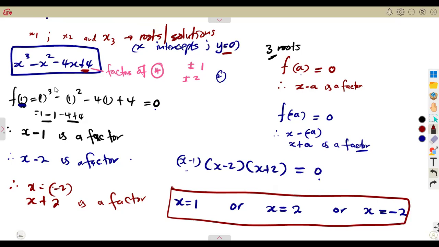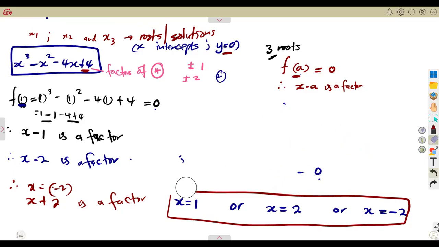So if you know that concept, guys, of substituting, you substitute all your values and obtain a 0. Where there is a 0, that's a factor. You have the factor concept. All right, so that is another part to consider.